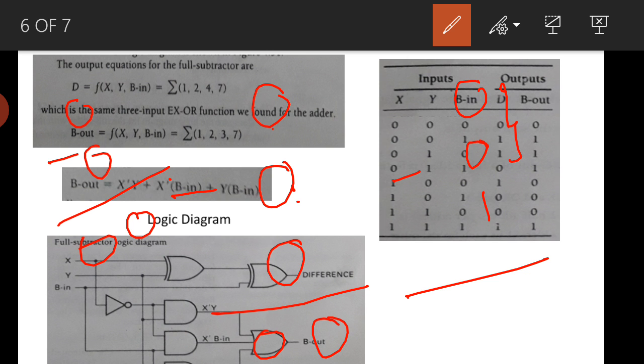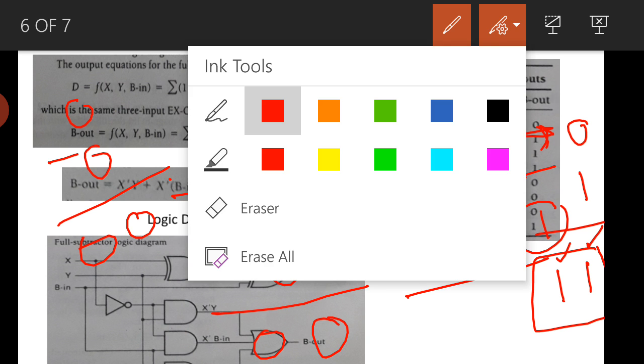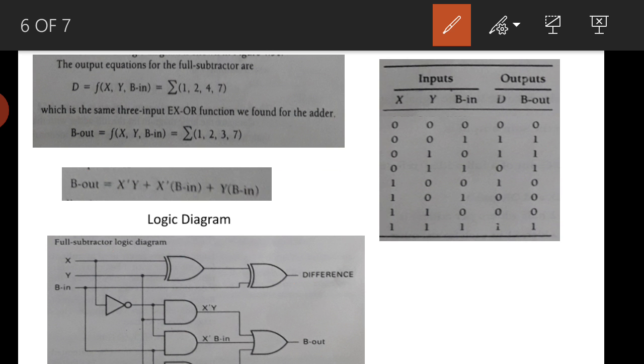So then it is nothing but 0 minus 1 only. What is 0 minus 1? We can't subtract 1 from 0, so we need to take one borrow here, so difference will be 1 and borrow will be 1. So this is for 0 minus 0 minus 1. In that case it is nothing but 0 minus 1, then difference will be 1, borrow will be 1 here.